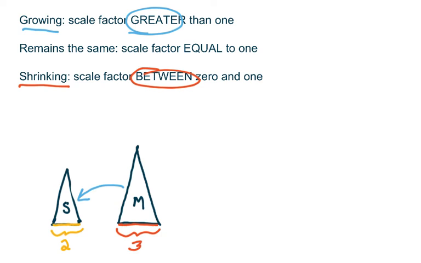So to make the scale factor, if I had been going the other direction, right, if I'd been going from S to M, I would have put the new measurement of S, which is 2, and I would have put that over the original measurement of 3. So the correct answer here is 2/3.